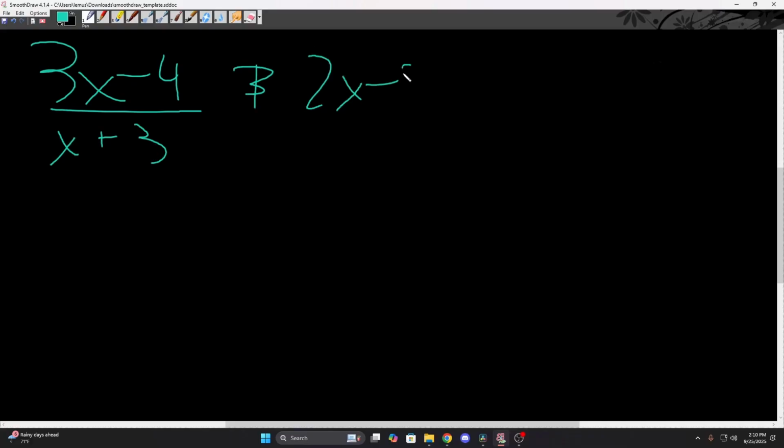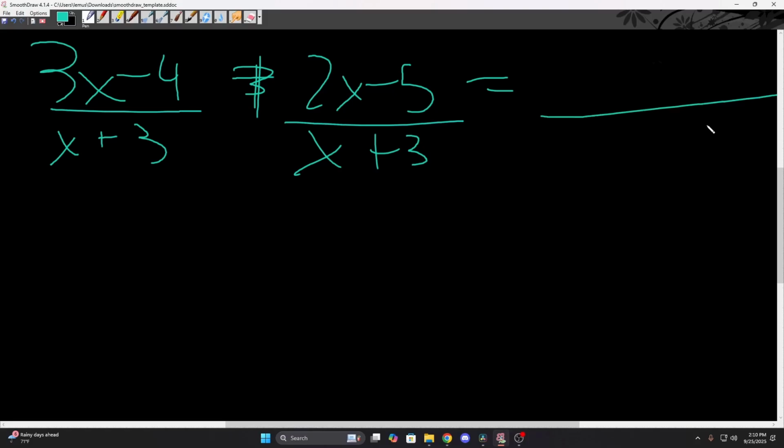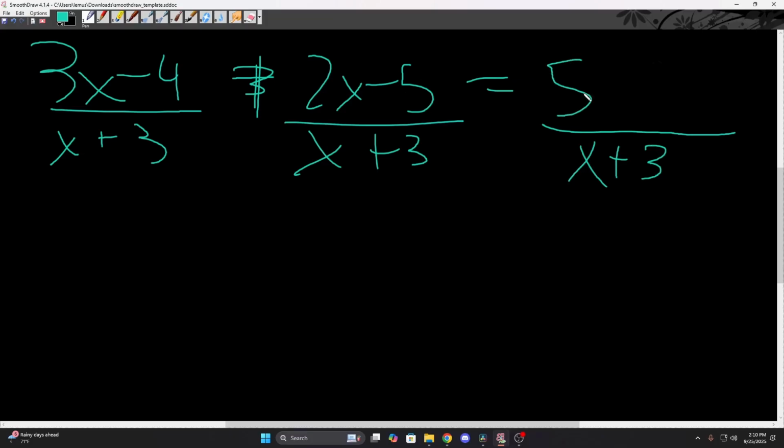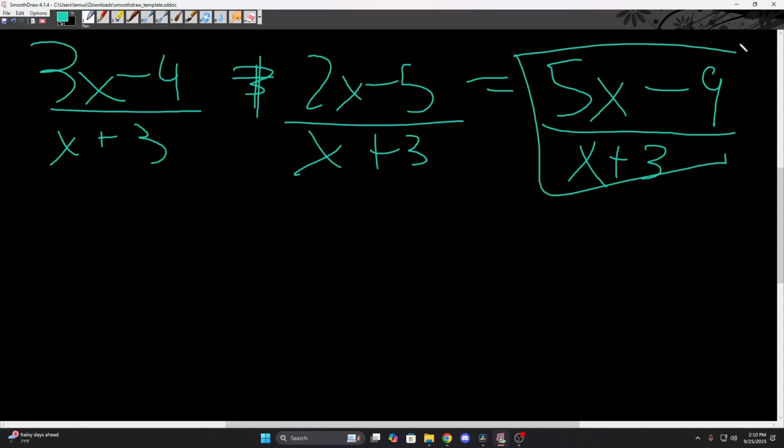So the first question is the sum of (3x minus 4) over (x plus 3), and that's how I write it just because it's shorter, and (2x minus 5) over (x plus 3). So it's saying the sum of these two. The sum is just addition, so you would just do this. They have the same denominator, so it'll work. Just need to do x plus 3 equals. So 3x plus 2x equals 5x, and then negative 4 plus negative 5 is negative 9. That should be your answer.